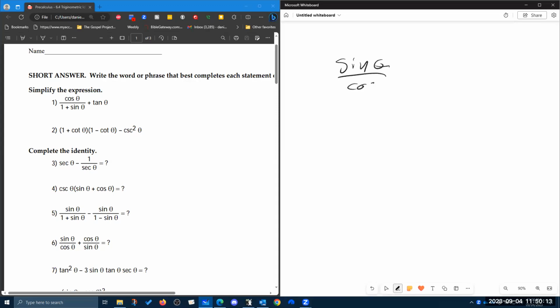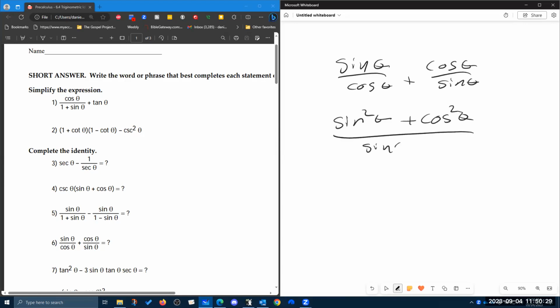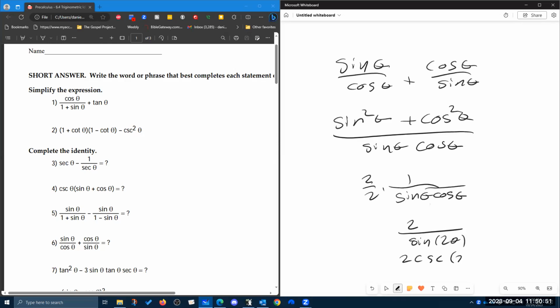Sine over cosine plus cosine over sine is going to be sine squared plus cosine squared over sine times cosine, which is going to be 1 over sine times cosine. This is really close to a double angle identity, so I'm going to multiply that by 2 over 2 to get 2 over sine of 2 theta and make this 2 cosecant of 2 theta.